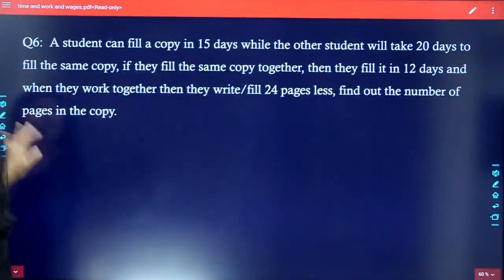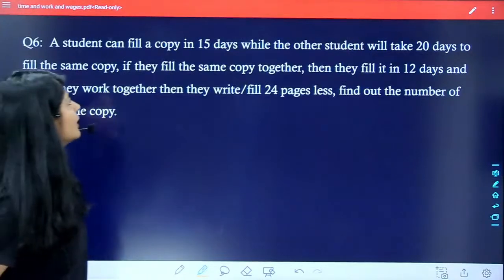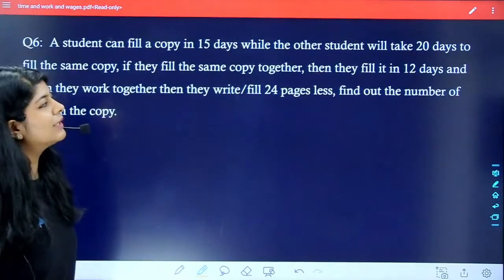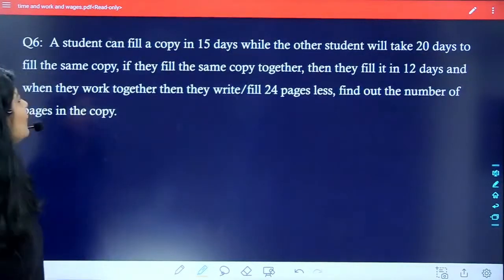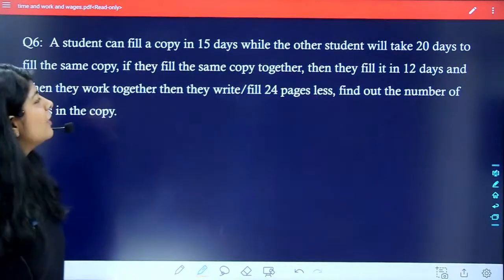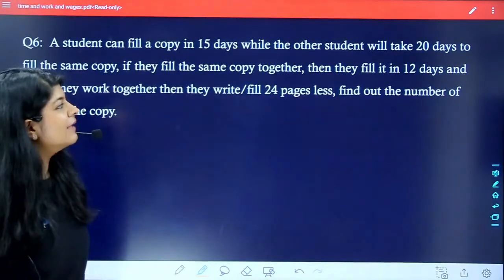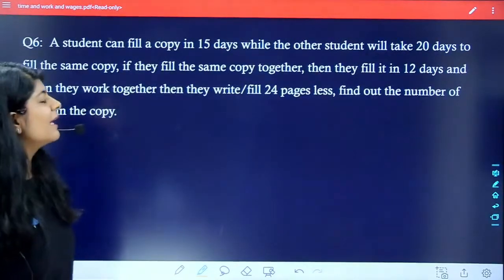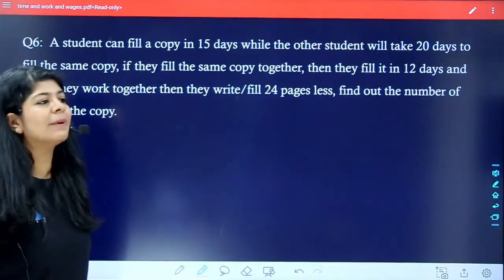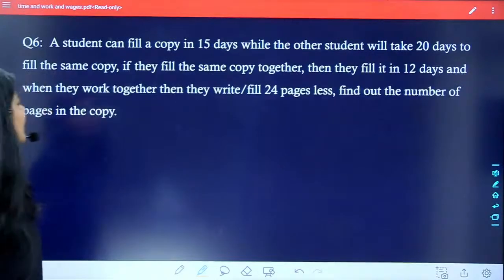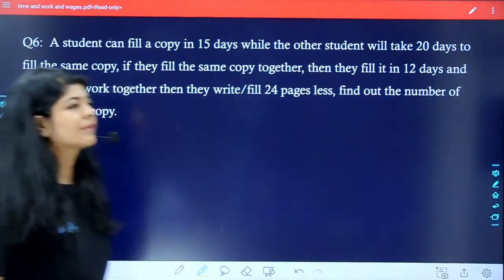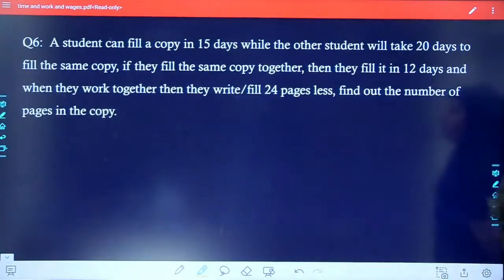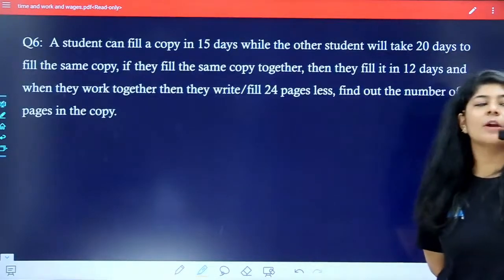Question number 6. It is given that a student can fill a copy in 15 days while the other student will take 20 days to fill the same copy. If they fill the same copy together, then they fill it in 12 days, and when they work together, they write or fill 24 pages less. Find out the number of pages in the copy. What we have to do in this is find out the number of pages in the copy.